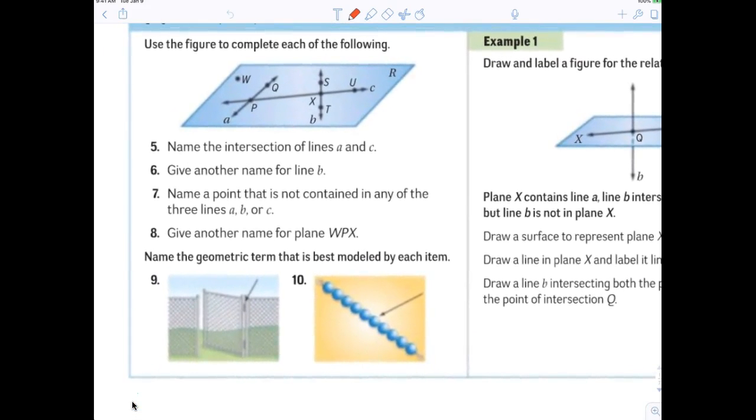Number 5. Name the intersection of line A and C. That would be P. These should be pretty easy for you. Give another name for line B. You could say ST, and then put your line symbol over it. You could also call it XT. Everybody okay with that? Either one of those is good.